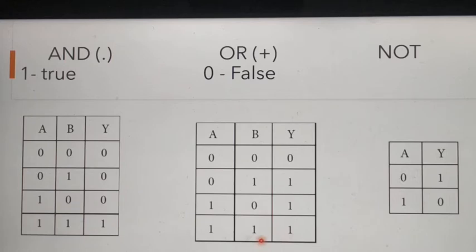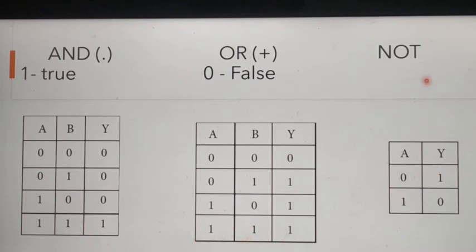Here, if any one of the inputs is true, our output will be true. If all the inputs are false, our output will be false. Here both are false, so our output is false. If any one of the inputs is true, our output is true. Here both inputs are true, so our output is true.